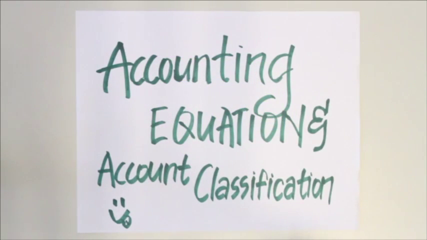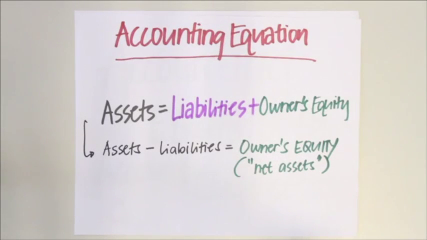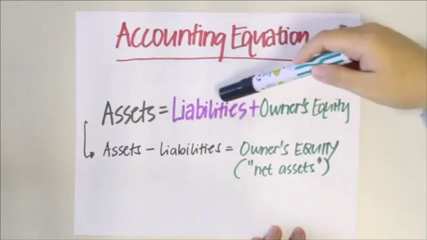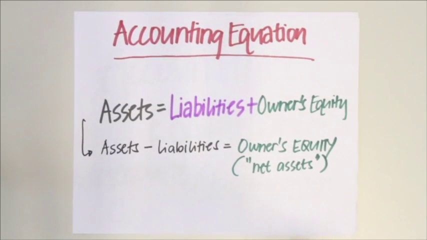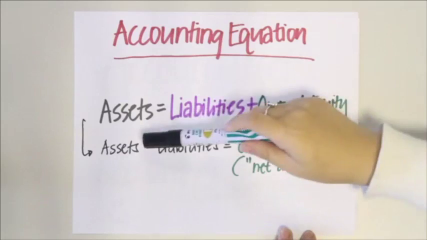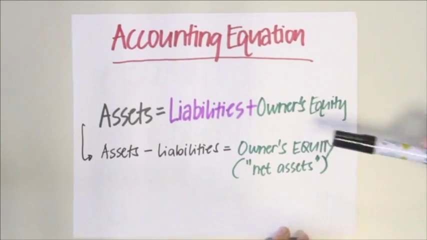Guys, today we'll be talking about the accounting equation and account classification. So what is the accounting equation? It's actually very easy to remember. Basically, it just states that your total assets is equal to the total of your liabilities and owner's equity. Or you could also see it as this: assets less your liabilities is your equity.